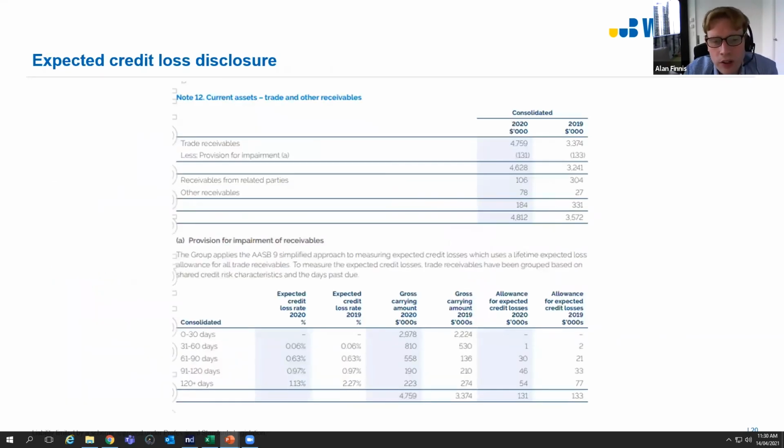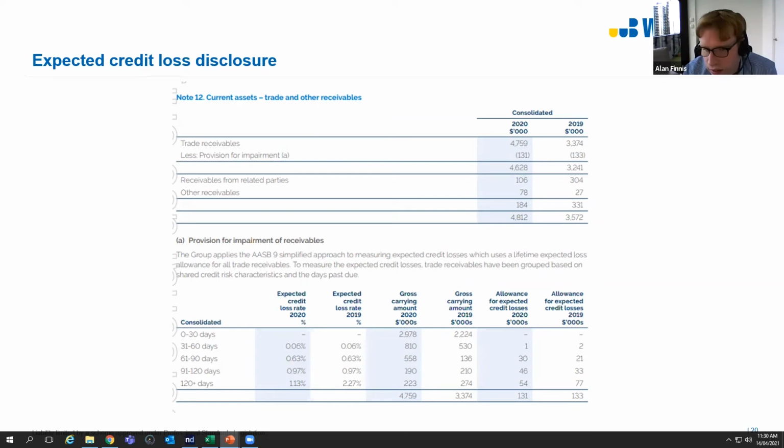Okay, so the last one I just wanted to talk about is the expected credit losses and how that would look. As you can see, standard receivables disclosure at the top. So you've got your trade receivables, less any provisions for impairment, and then other bits and pieces which make up the receivables balance. The table below is really the bit I wanted to show you.